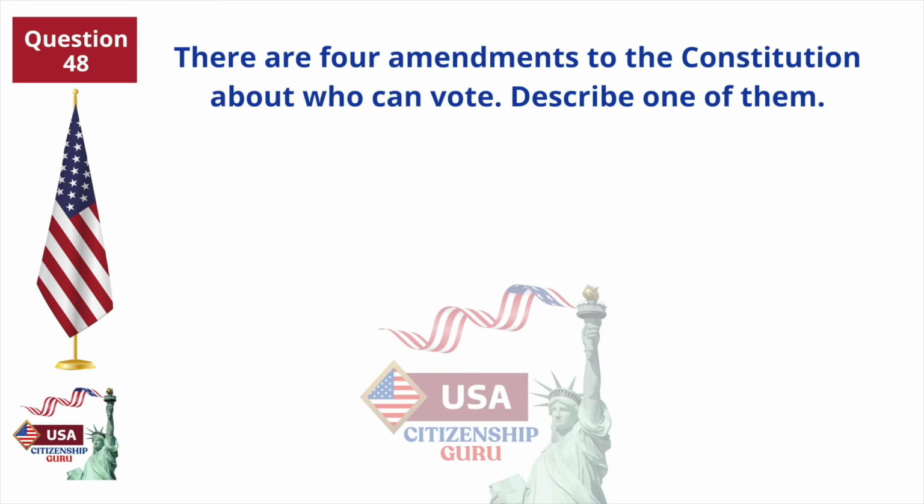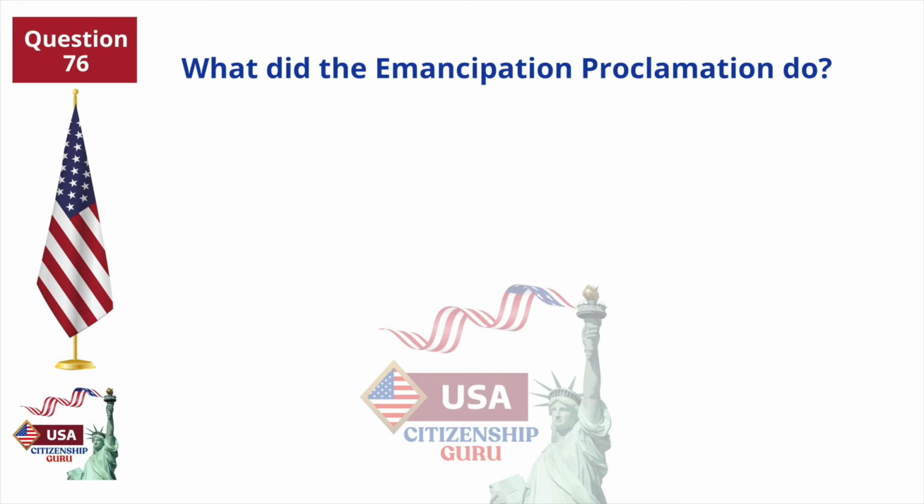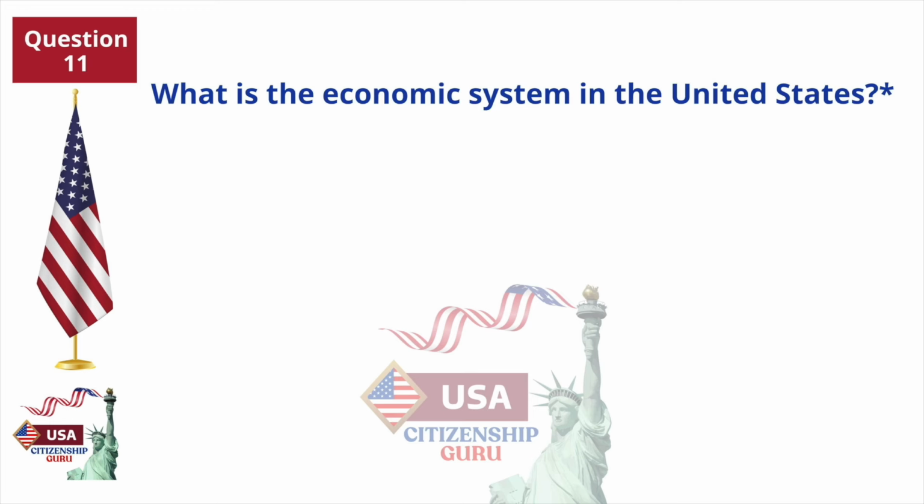There are four amendments to the Constitution about who can vote. Describe one of them. Citizens 18 and older can vote. What did the Emancipation Proclamation do? Freed the slaves. What is the economic system in the United States? Capitalist economy.